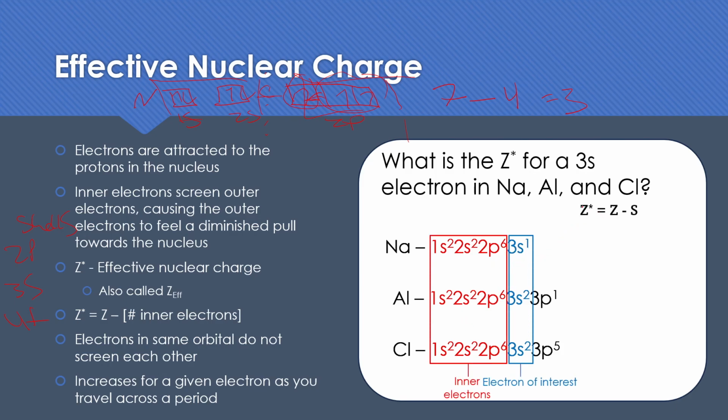So I'd calculate Z star as Z minus S. Z is 11 for sodium, minus 2, 4, 10, so 1. For aluminum, again we're looking at the same electron. I've still got 10 electrons between me and the nucleus, but now there are 13 protons. So I see an effective nuclear charge of 3. Chlorine, again same number of electrons between me and the nucleus, but now there are 17 protons. So 17 minus 10 is 7. So as we go across the row, the same electrons feel a stronger and stronger pull from the nucleus.